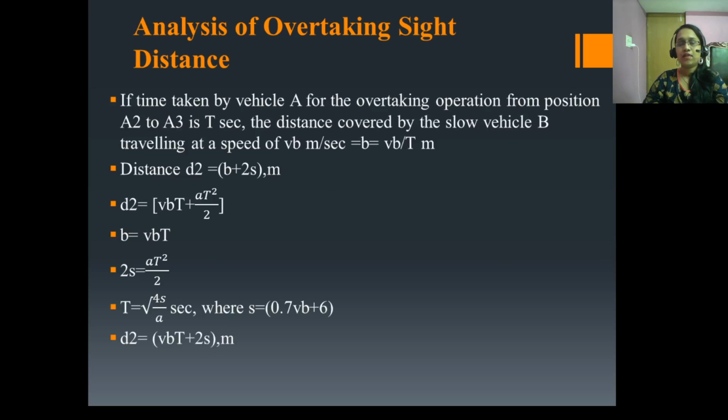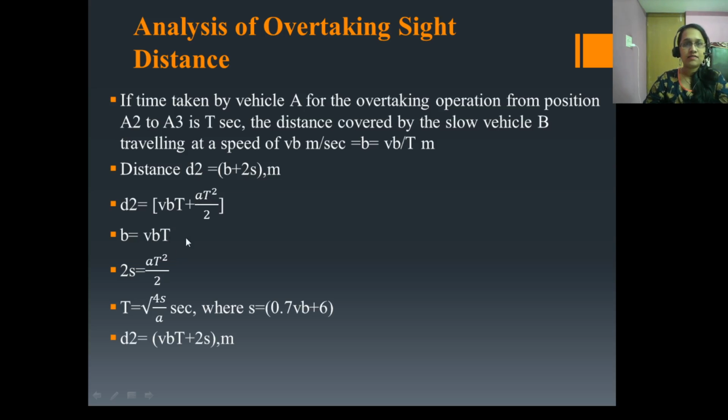So if the time taken by the vehicle A for the overtaking operation from the position A2 to A3 is t seconds, the distance covered by the slow vehicle B traveling at a speed of VB meter per second will be given by small b, which equals VB times t. So your distance d2 will be b plus 2s. So d2 will be VB t plus at square upon 2. Okay, b is your VBt.